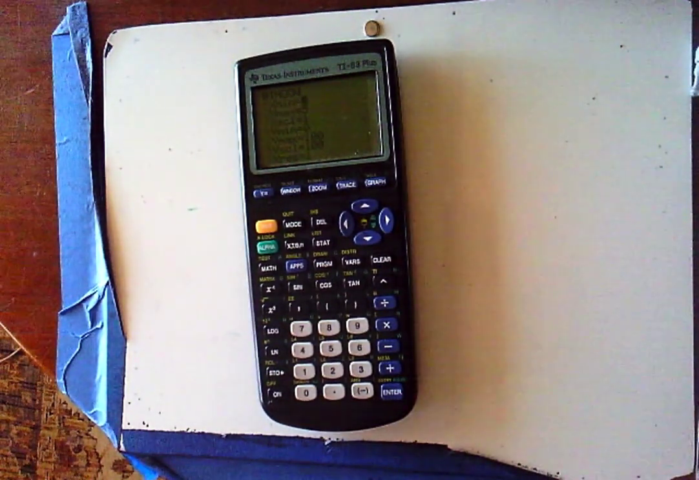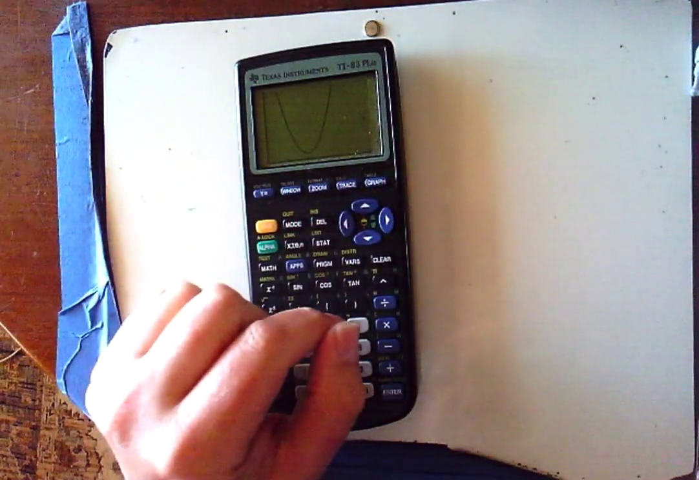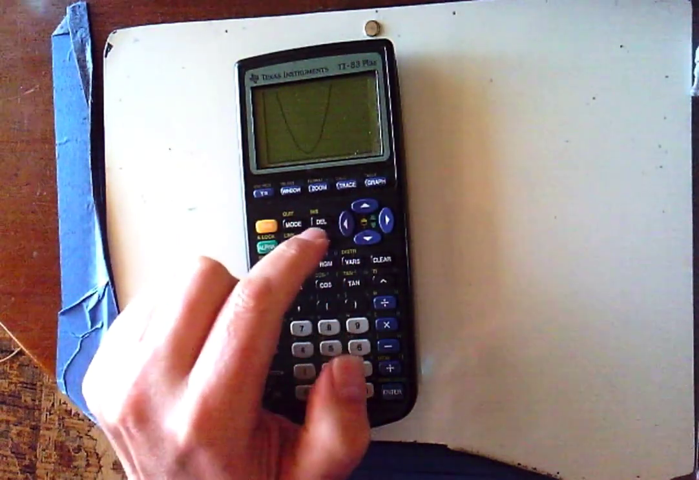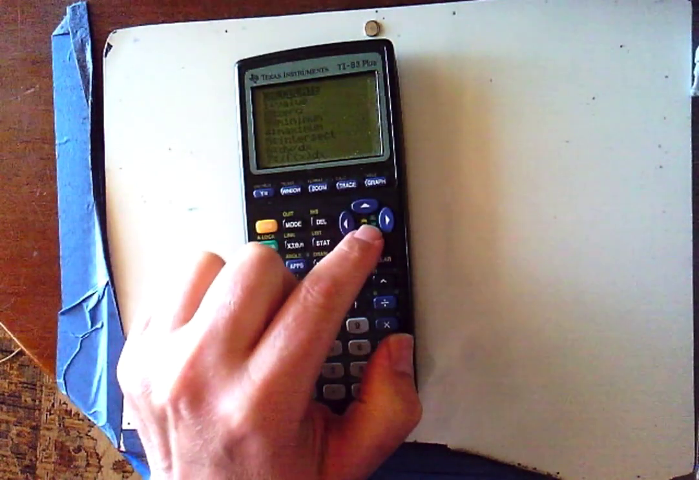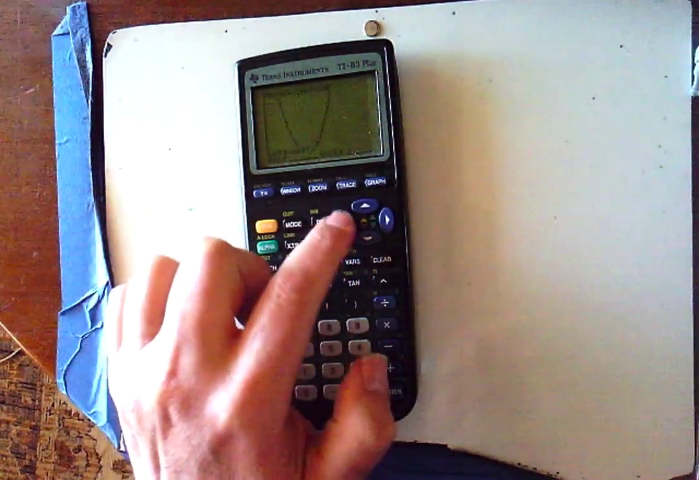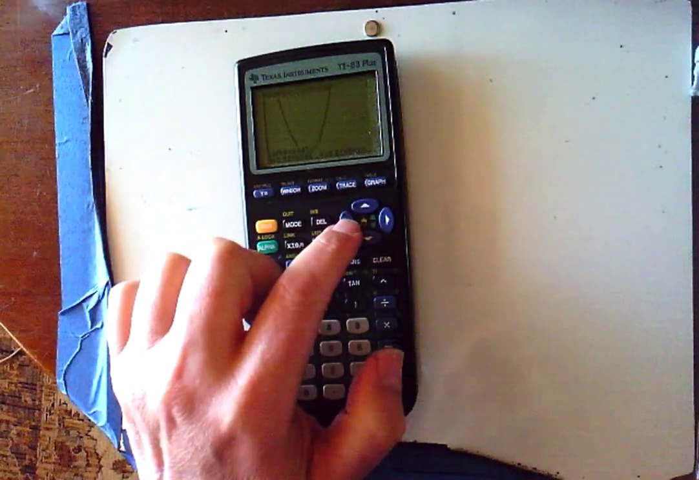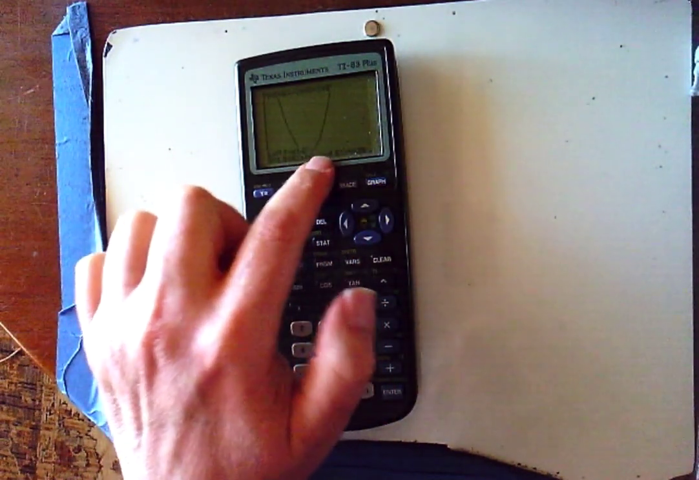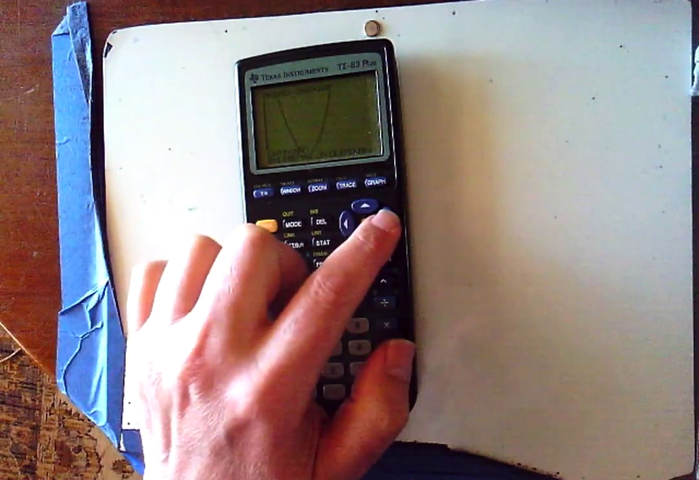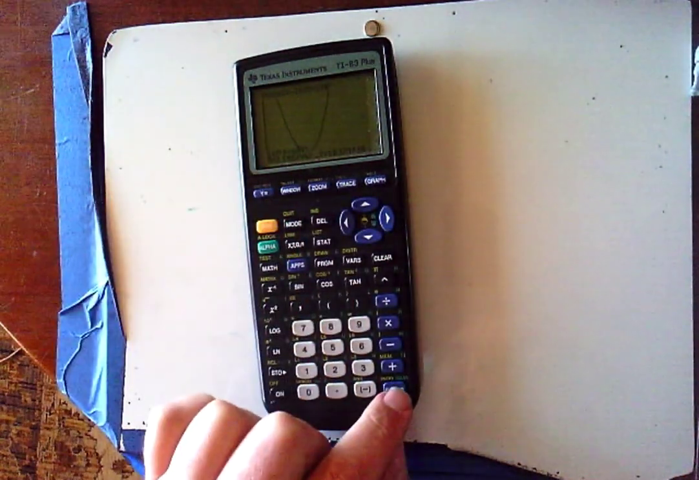Okay, now we're supposed to find the location of the vertex here. Do you remember how to do that? We pressed second, calculate, minimum. We move our left arrow to the left of the minimum. And I have a hard time seeing it because of all this writing here, so don't be shy about going until you see the cursor.